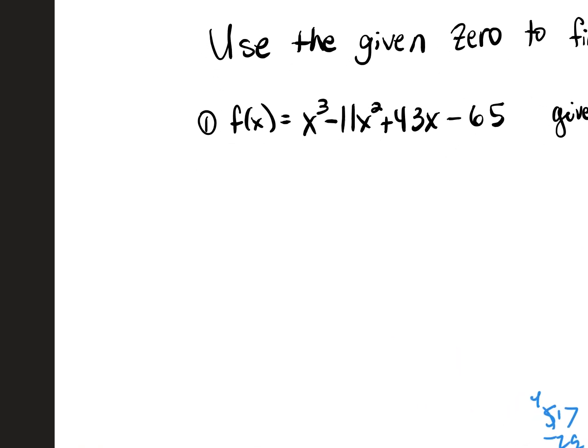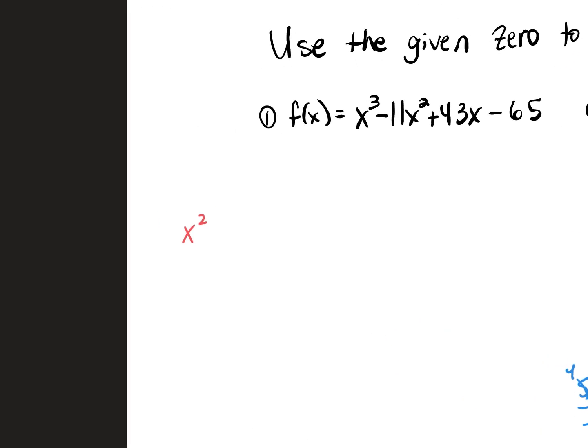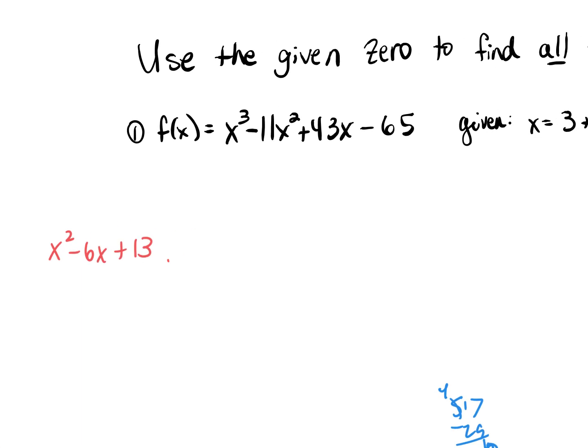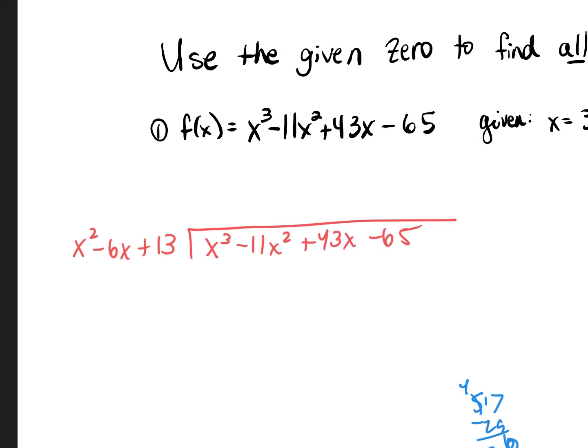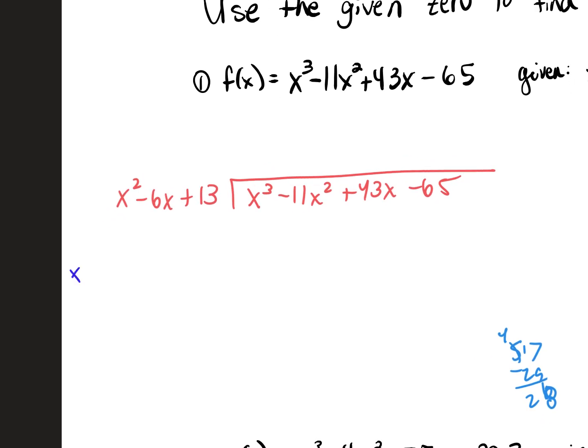So x squared plus or minus 6x plus 13. We're going to divide that into x cubed minus 11x squared plus 43x minus 65. So we've already found 2 of our zeros. We're going to find the real one that's undercover here. So x squared, first term into first term, x squared into x cubed goes x times.